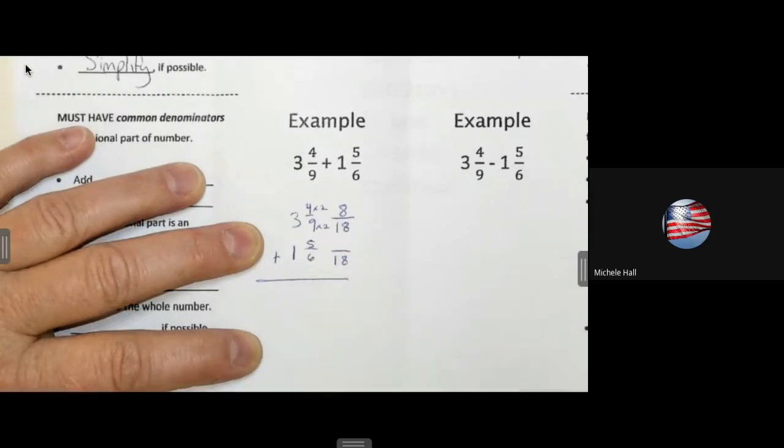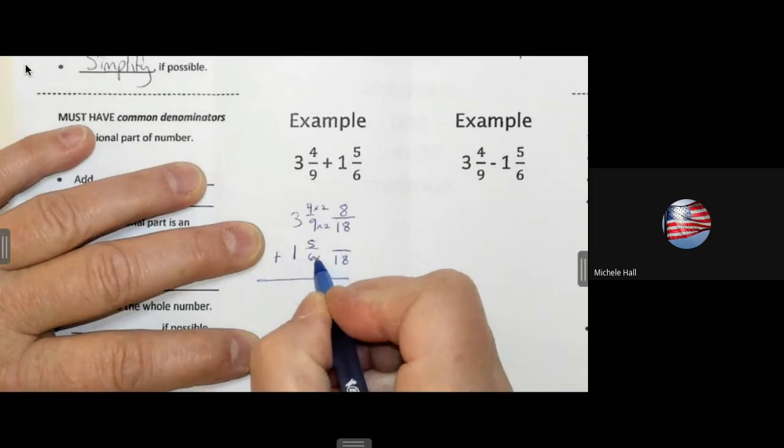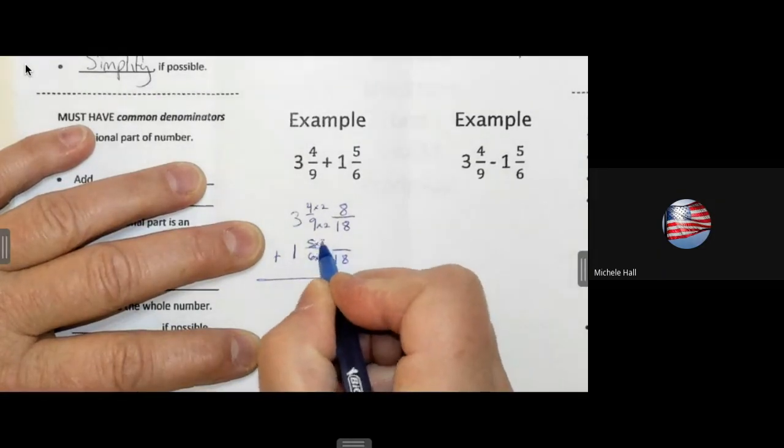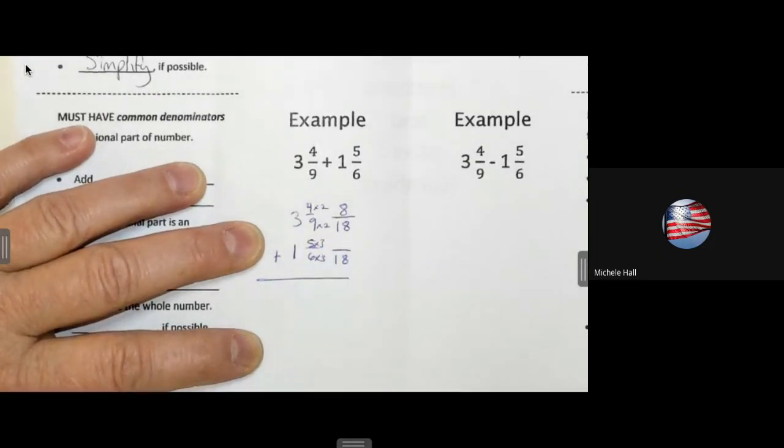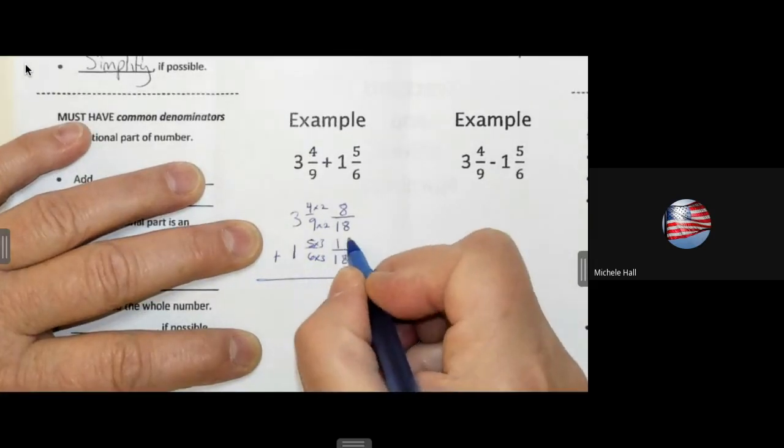And then 6 times what was 18? Times 3. So I'm going to do it in the numerator as well because it reminds me that I need to make sure I adjust both my numerator and my denominator by the same number. 5 times 3 is 15.